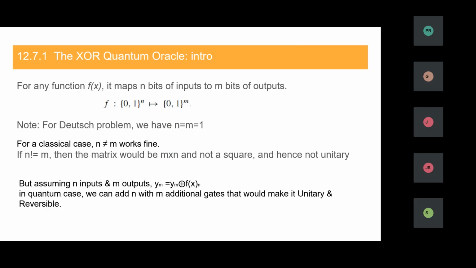And the moment I do that, I have a black box wherein I'll have n plus m inputs and n plus m outputs, the same number. So internally this can be defined by an n plus m cross n plus m matrix. So the matrix now would be a square matrix, right? What I need to do is just add these additional gates and then force it to become a unitary and reversible type of implementation.